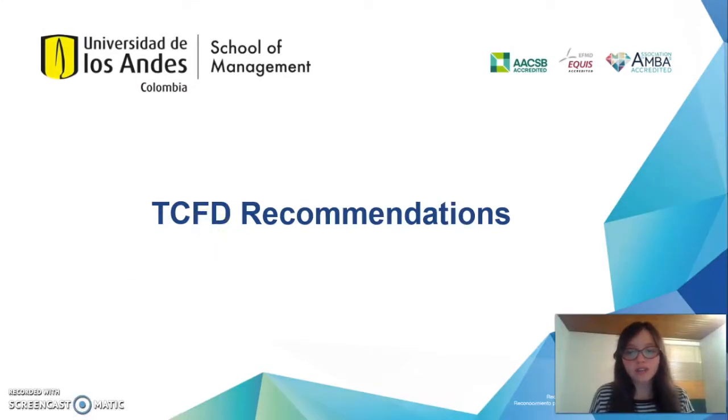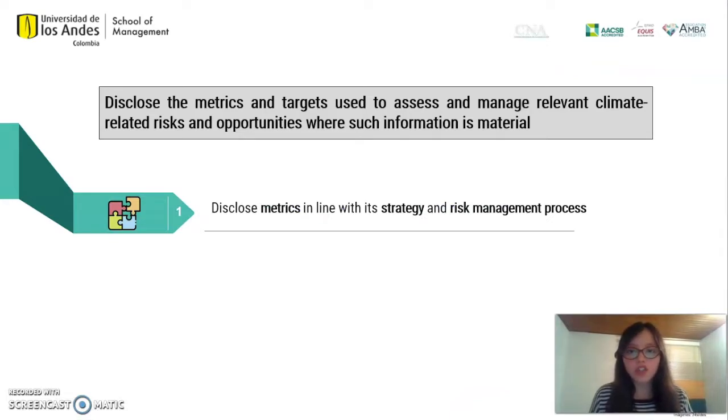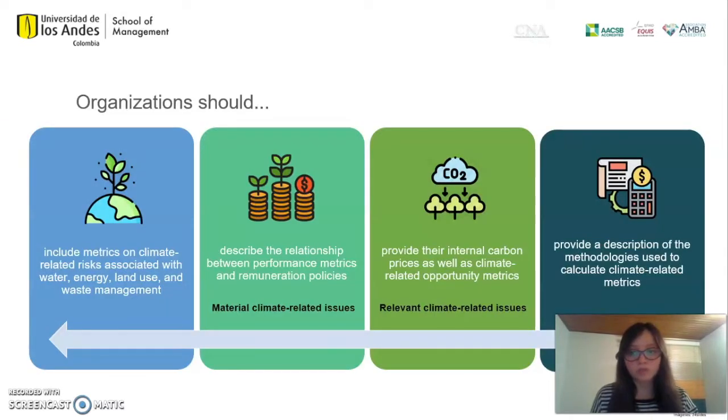Related to the TCFD recommendations, a company should disclose the metrics and targets used to assess and manage relevant climate-related risks and opportunities. For that, it's necessary to apply three recommended disclosures. The first one is to disclose metrics in line with its strategy and risk management process. As a guidance, a company should include metrics related to water, energy, land use, and waste management.